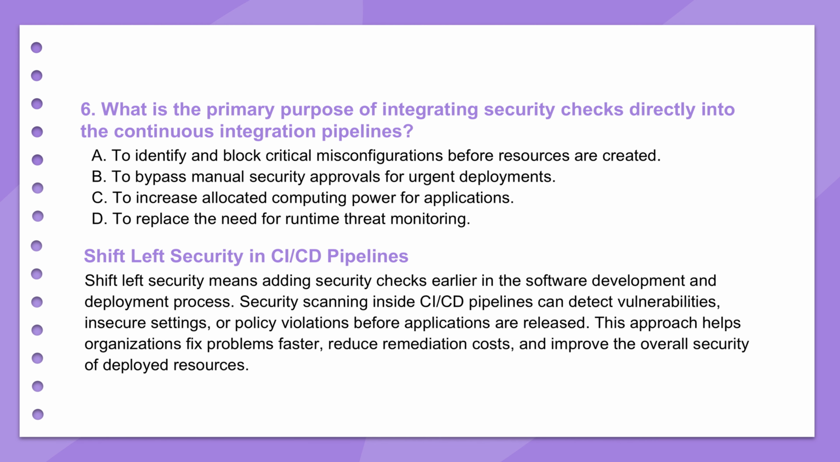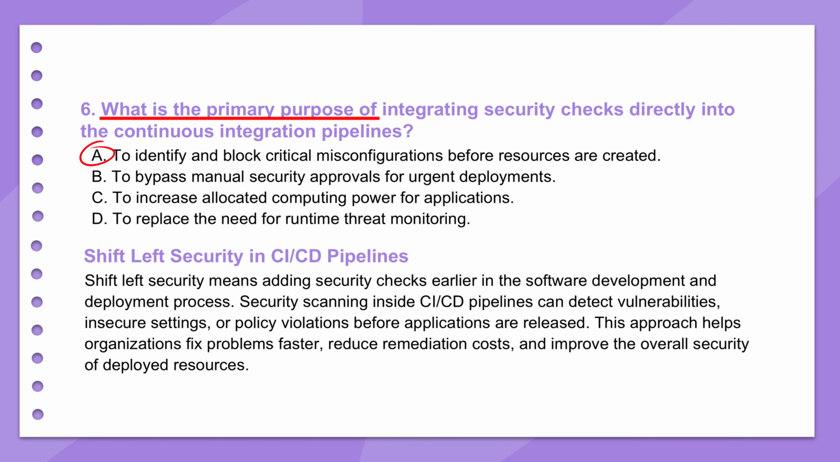Question 6. What is the primary purpose of integrating security checks directly into the continuous integration pipelines? A. To identify and block critical misconfigurations before resources are created. B. To bypass manual security approvals for urgent deployments. C. To increase allocated computing power for applications. D. To replace the need for runtime threat monitoring. The correct answer is A.